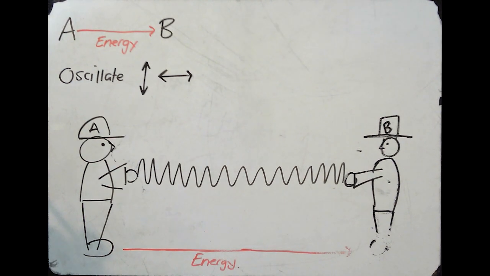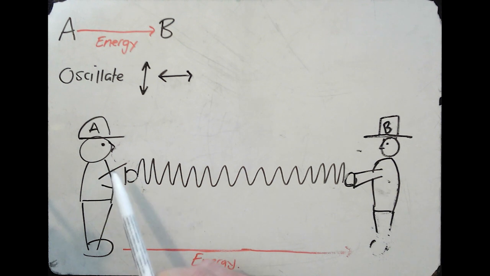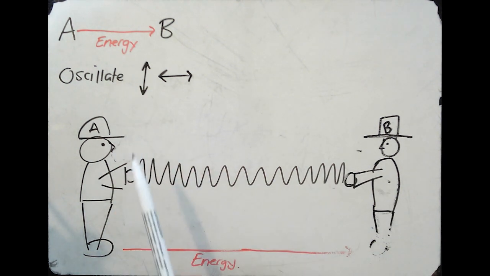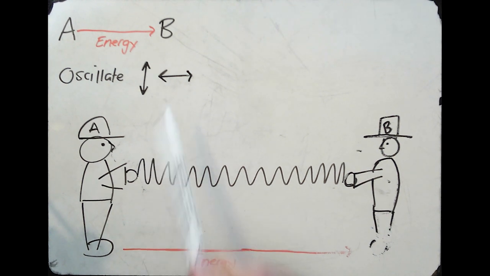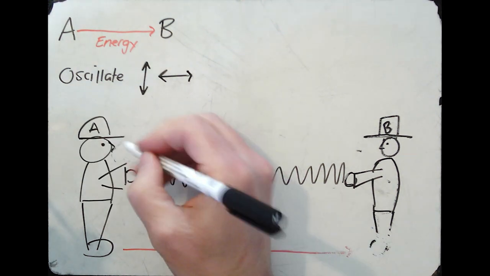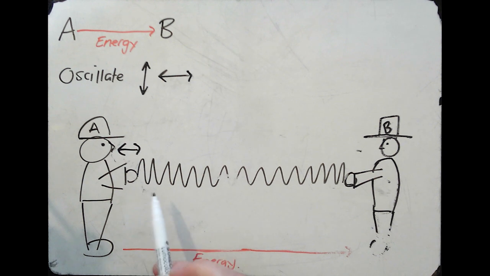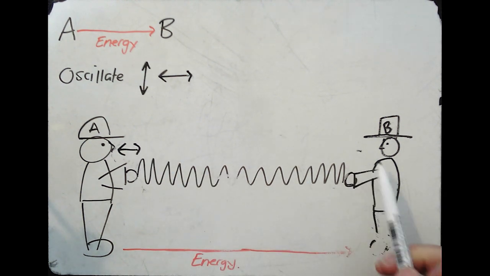Okay, so how else could our person A get the energy in the spring to go to person B? Well, we've looked at an oscillation up and down, and we said that that produces a transverse wave. So they could do the other type of oscillation. They could move the spring forwards and backwards, like this. So if they were to get their spring to move forwards and backwards, again, that would create a wave that would move along the spring and would transfer energy to person B. But the wave wouldn't look like that up and down shape that we got with the transverse wave. It would look very different.